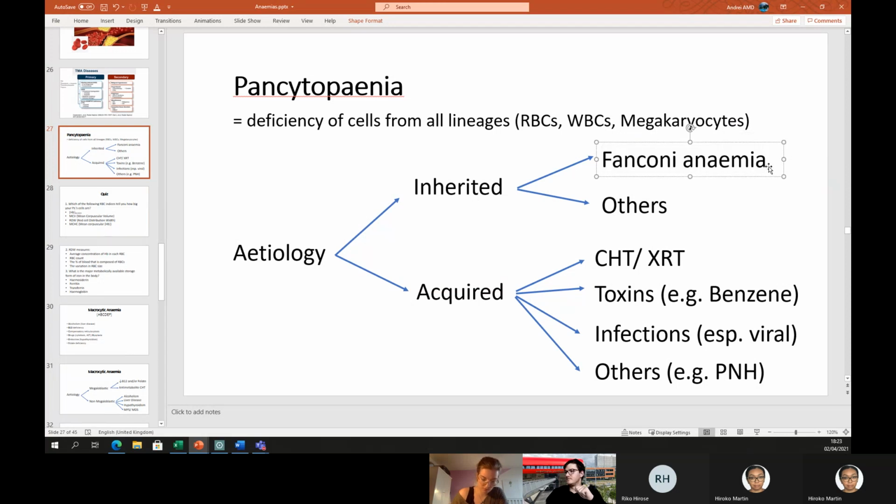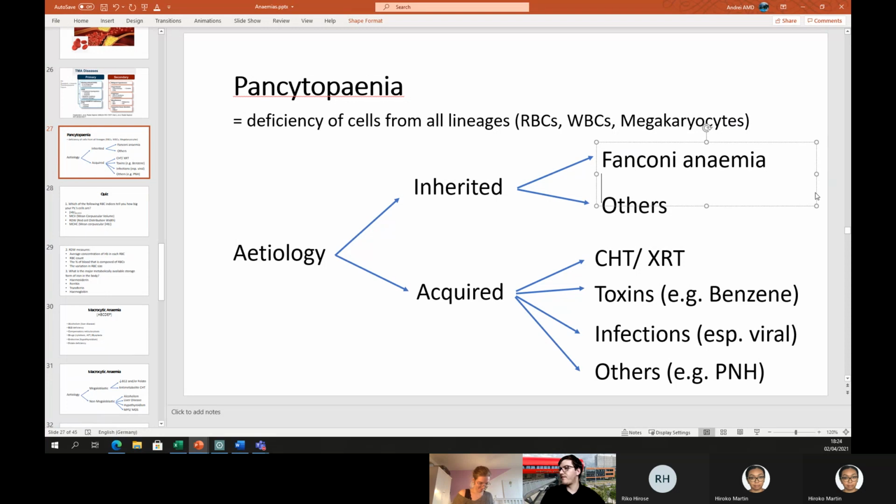This is a gene defect that leads to cells within the bone marrow being destroyed. So in Fanconi anemia, basically there's a gene defect that will stop your DNA from being repaired, and whenever you get DNA damage, the cell will rather choose to self-destruct rather than carry the damaged DNA, and that will be Fanconi anemia.